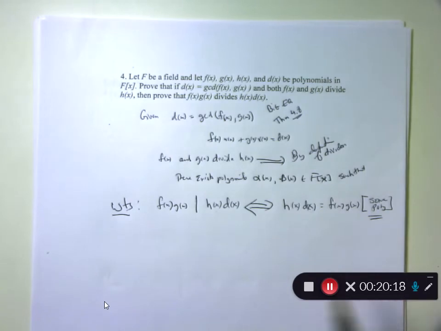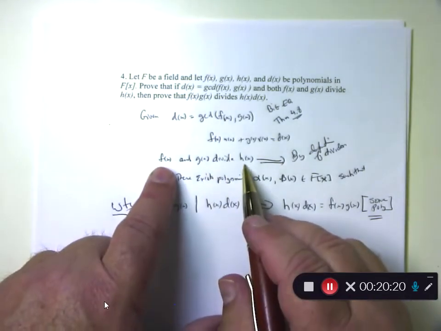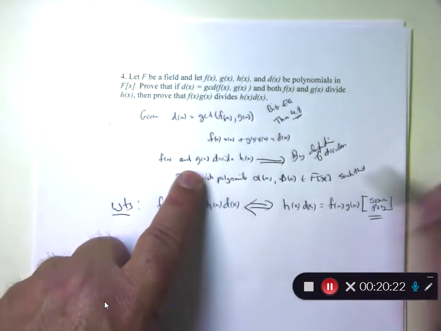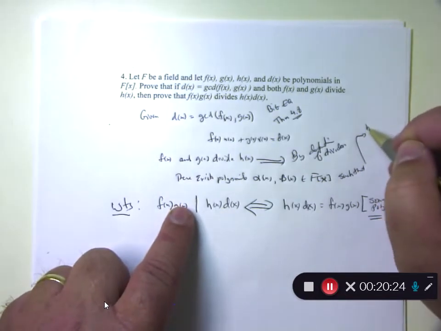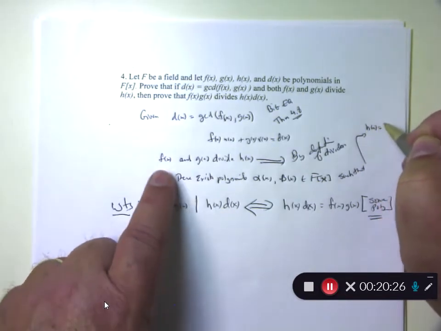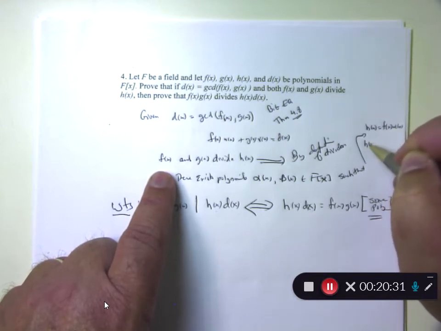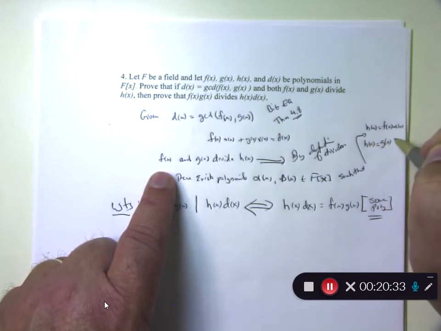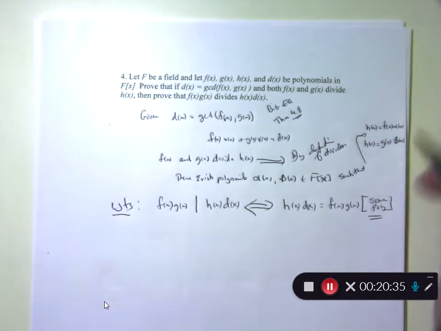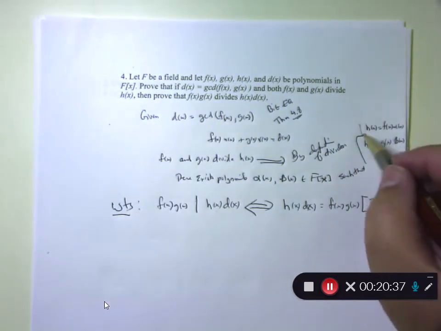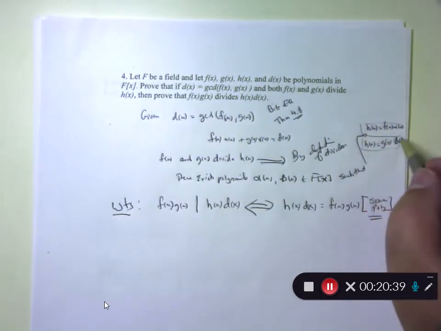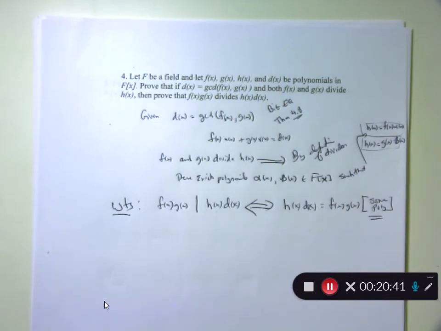okay, now f divides h and g divides h. H is going to be bigger, so I'm going to write them up here. h of x would be equal to f of x times alpha of x, and h of x would be equal to g of x times beta of x. Just throwing the little Greek letters at you. So these will be my substitution guys, okay?